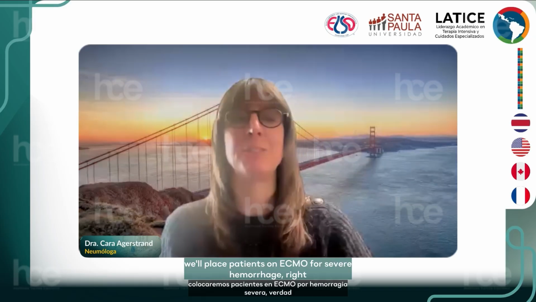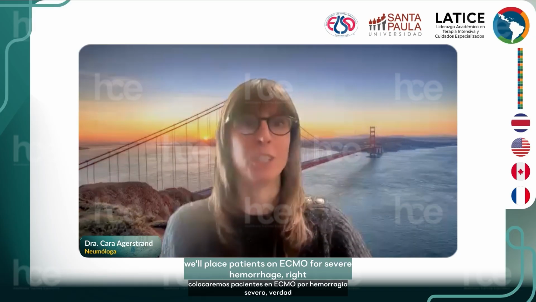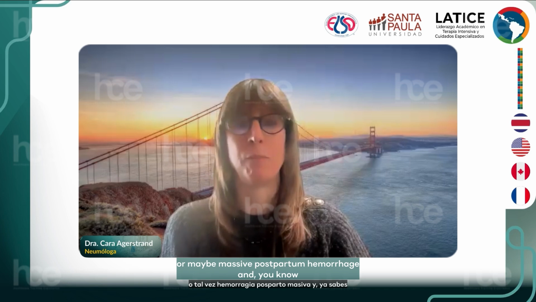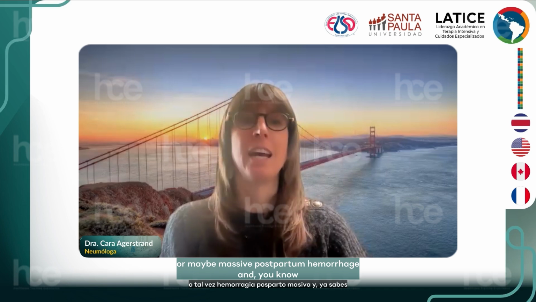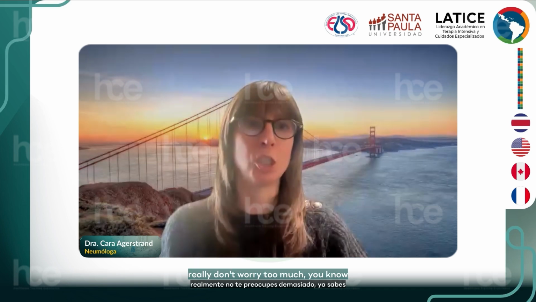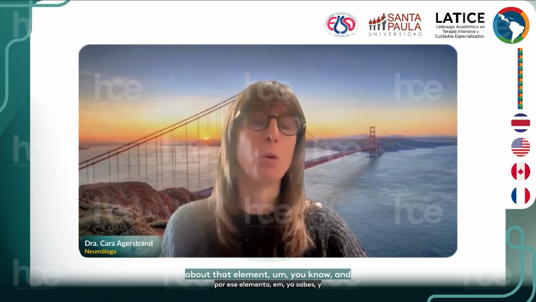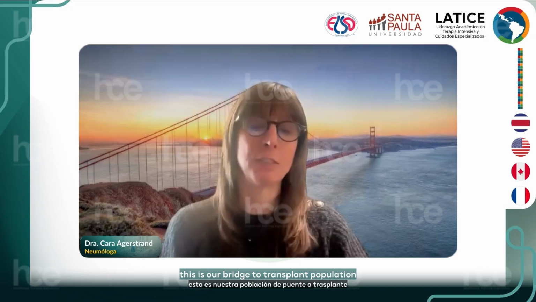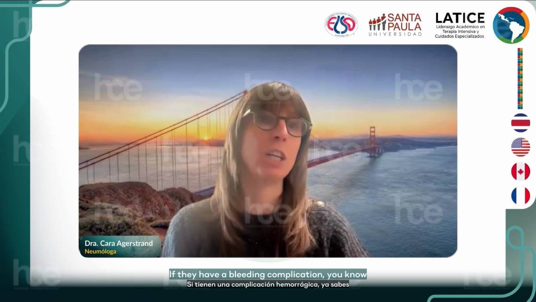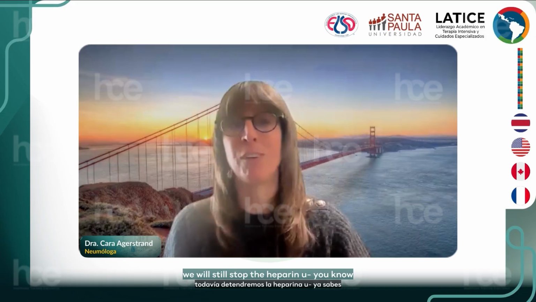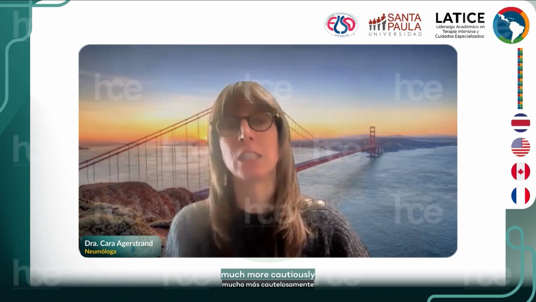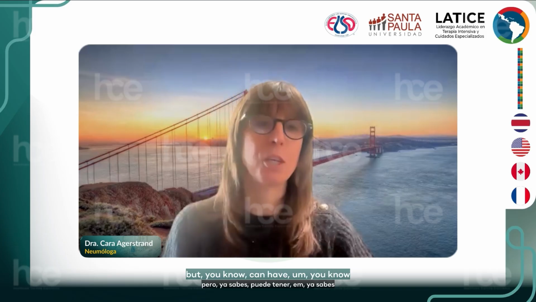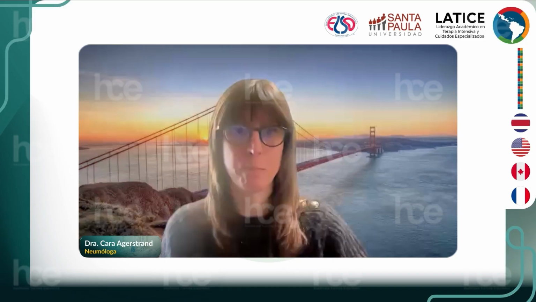In fact, we'll place patients on ECMO for severe hemorrhage, right? Someone with severe DAH or maybe massive postpartum hemorrhage. We really don't worry too much about that element, and manage them off heparin. Even in our VA patients, most commonly our bridge to transplant population, if they have a bleeding complication, we will still stop the heparin. Much more cautiously, certainly in a VA patient than a VV patient, but they could have good outcomes in both.